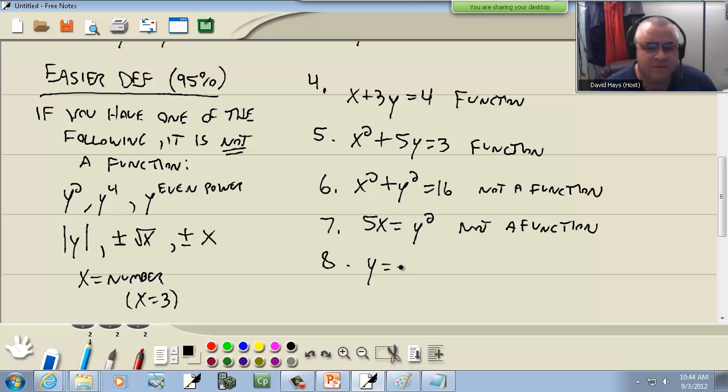We have y is equal to negative square root of x minus 2. And this is a function. It's fine. We said we can have a square root with a negative before it. We just can't have a square root of x of some form with a plus or minus symbol in front of it.